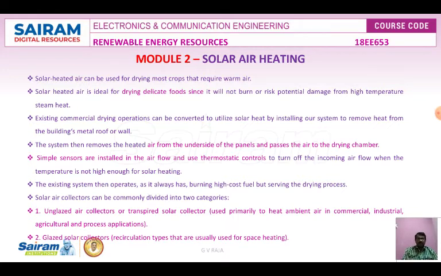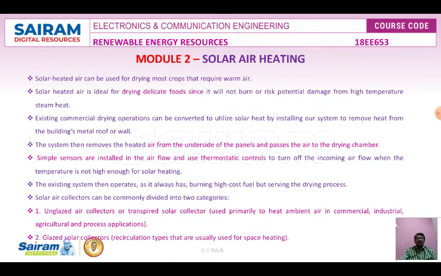What are the drying operations we are using in existing commercial drying processes? In that sense, they should be converted to utilize solar heat by installing our system to remove the heat from the building's metal roof or wall. We remove the heat from under the metal panels, add the duct and connect the duct as an intake to a dryer fan, and whenever the fan is blowing through the air duct, the hot air will be passed into this particular chamber or space.